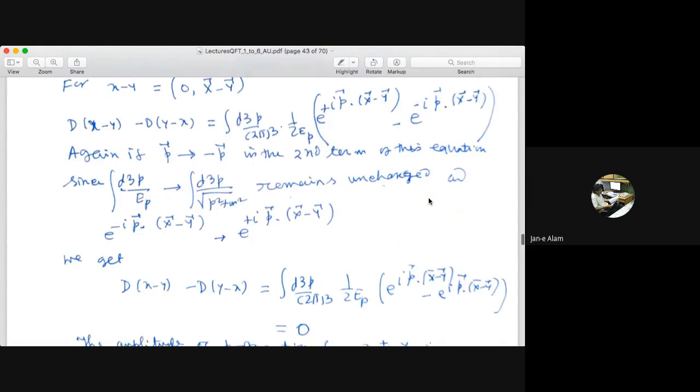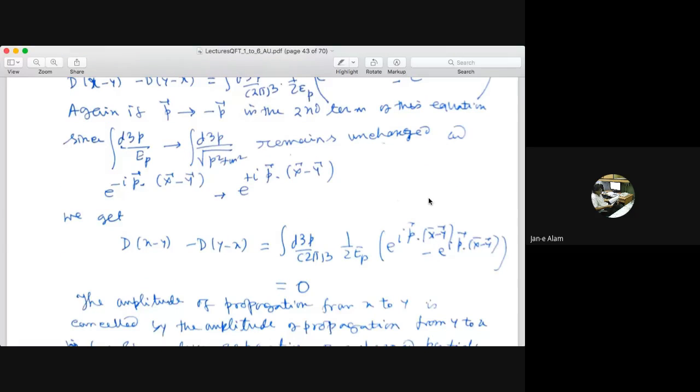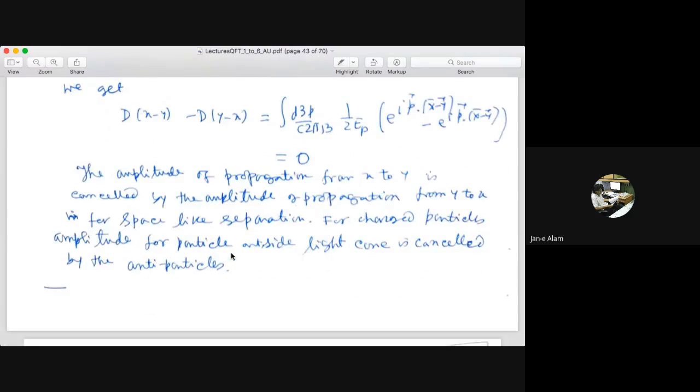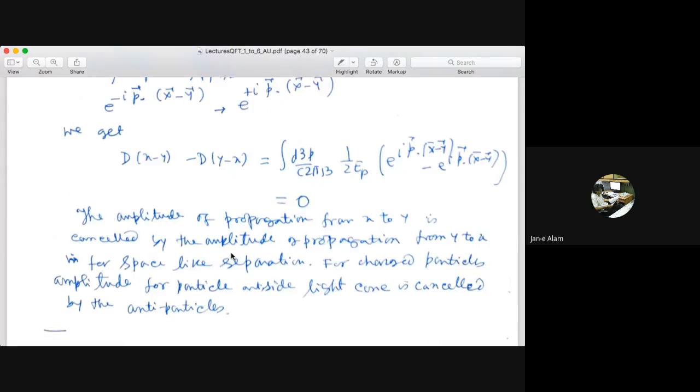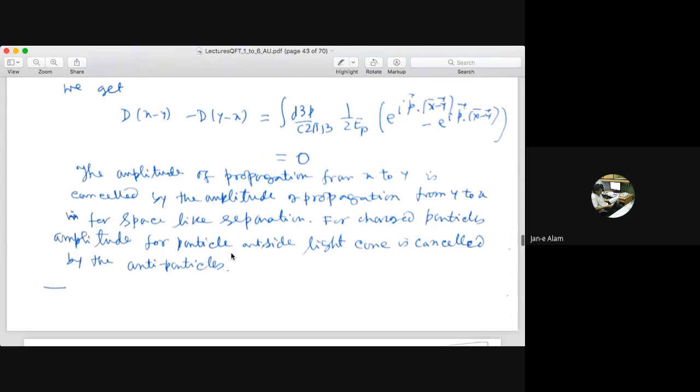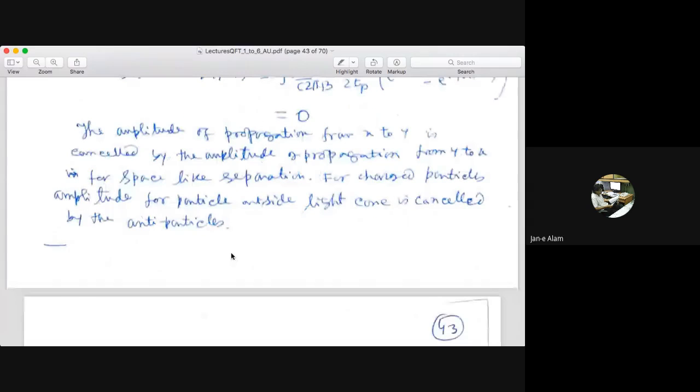So the probability amplitude for the space-like interval will be 0. That means if you have two points x and y which are not causally connected, the propagation amplitude for such an interval will be 0, because the probability amplitude from y to x will exactly cancel the probability amplitude from x to y. So your causality will be restored. You can see the causality is restored by the quantum field theory.